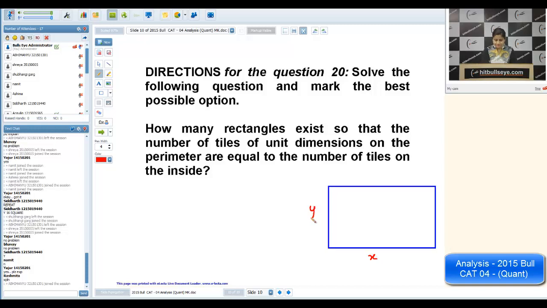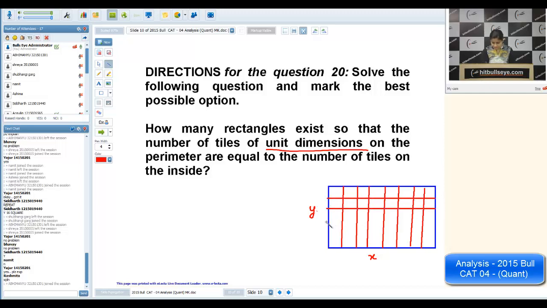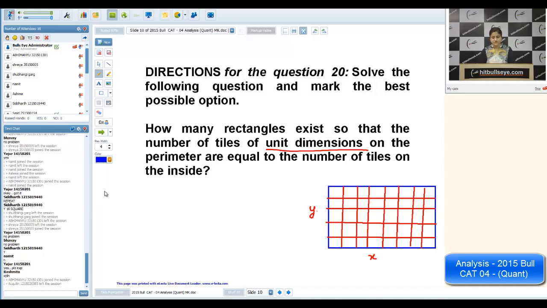Let the length be x and the width be y. Now what is the condition here? We are putting unit dimension tiles here. The condition given is the number of tiles of unit dimension on the perimeter are equal to the number of tiles on the inside. That is the condition which is given. I'm not very good at drawing, please cooperate. Now, I'm taking the condition. What is the condition given? The number of tiles on the perimeter. First of all, we will calculate this.